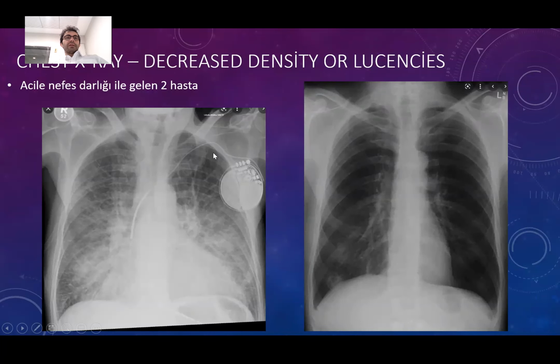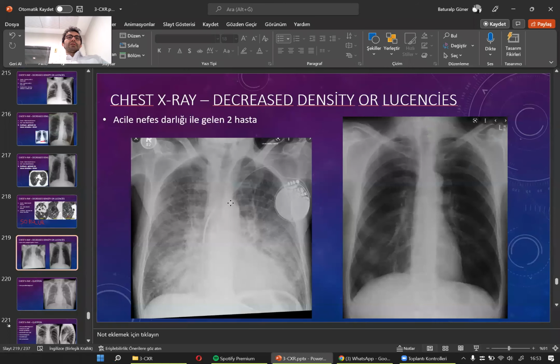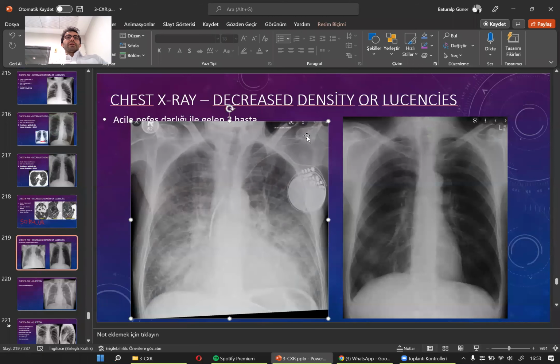Also, I'm seeing a pacemaker. So the patient is probably having some heart problems, some arrhythmias. And on the central part of the lung, I'm seeing big areas of consolidation, some big clouds, which is increasing the density.